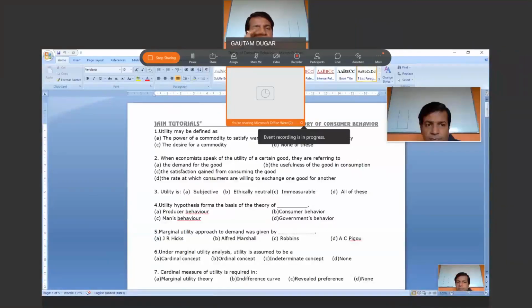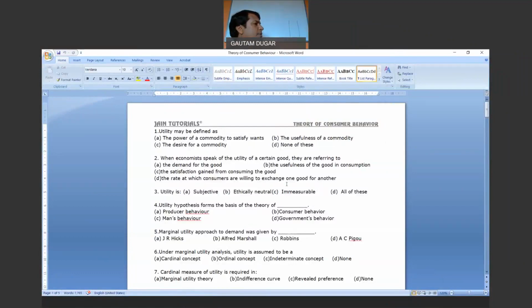Should we go with the concept from the study material, the theoretical part, or should I continue with the MCQs? I'll continue with the multiple choice questions, or do you want me to go ahead with the theory? So many people want the theory, something from the study material, so I'll go with both then.